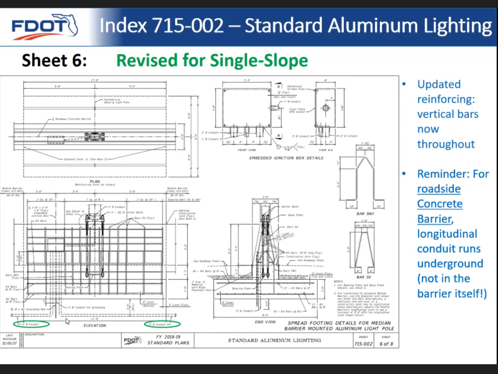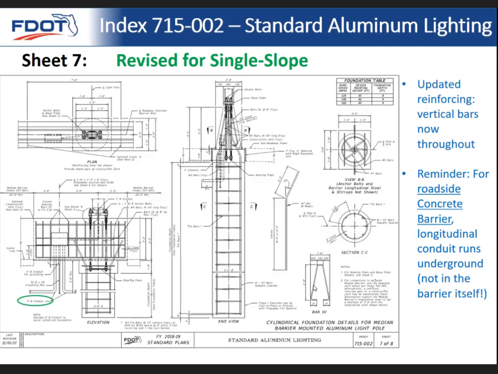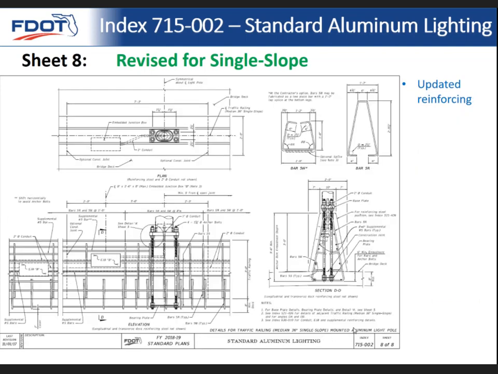The difference shows up here, where this is concrete barrier supported by soil. The conduit runs underground next to it. And so we have seen plans that had conduit running in the barrier, and that caused all kinds of issues, and it's not a standard, so I just want to point that out. Conduit goes underground. Again, this is a different type of foundation, similar thing. Switch to single slope, spread the reinforcing out a little bit. Conduit is underground because it's a barrier on soil.